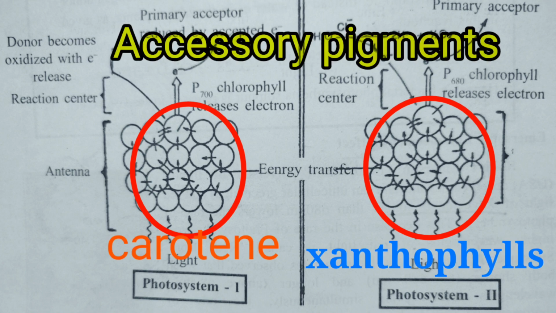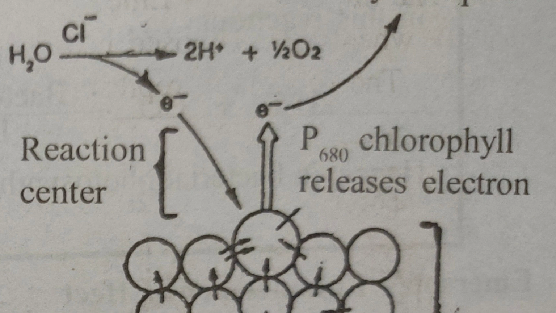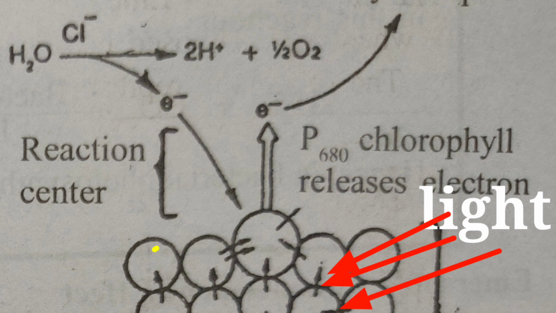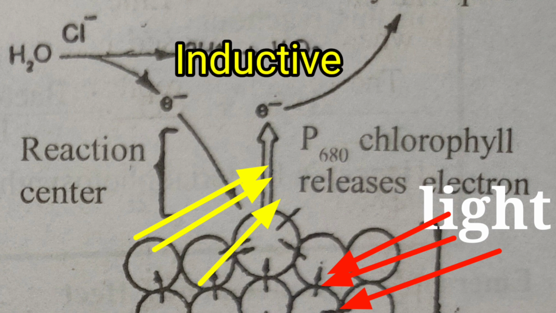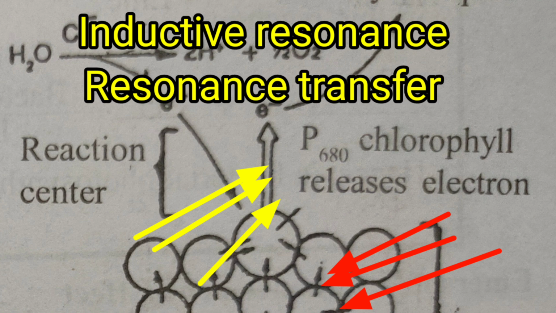So first, in non-cyclic electron transport, the antenna of photosystem 2 absorbs radiant energy. That radiant energy is slowly transferred to the reaction center. That process is called inductive resonance or resonance transfer.